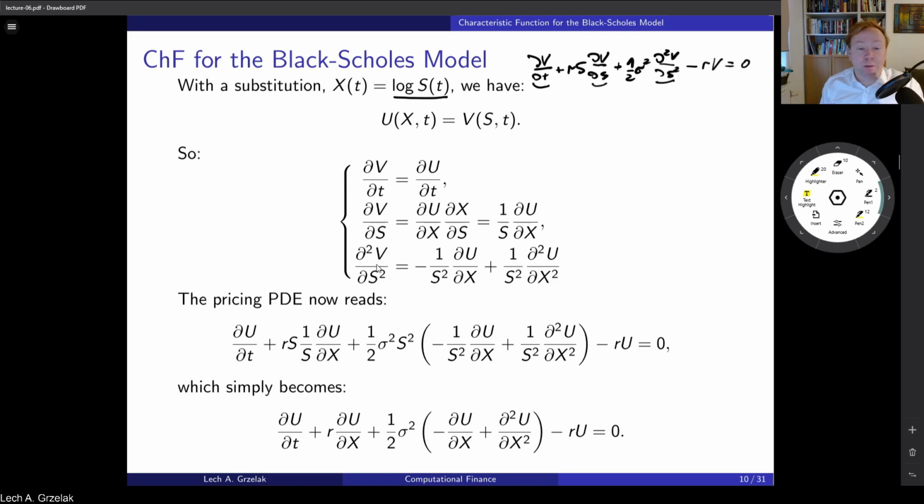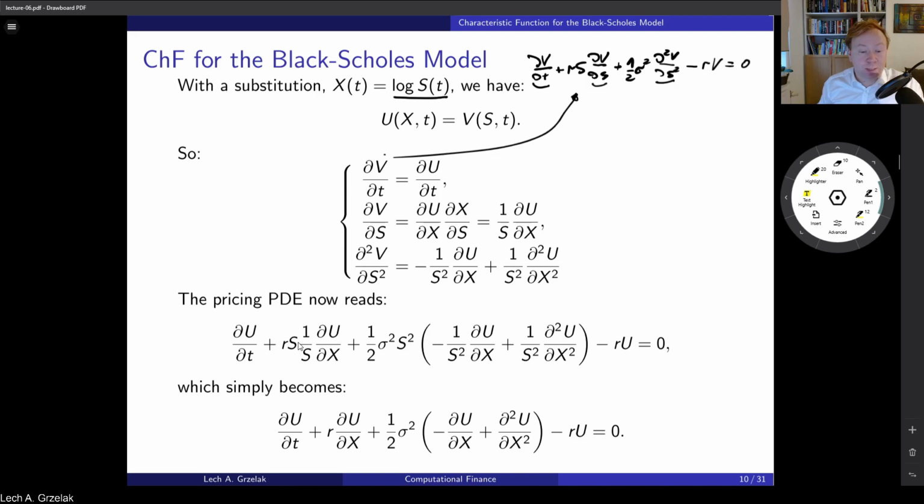Once we have those three terms, we can substitute them into the PDE from Black-Scholes, and this is what is happening here. We have the derivative of u with respect to time, plus rS times 1 over s, which comes here, times the derivative of u with respect to x, then one half sigma squared S squared times the second-order derivative of the new variable, which is here, and then minus ru equals 0.